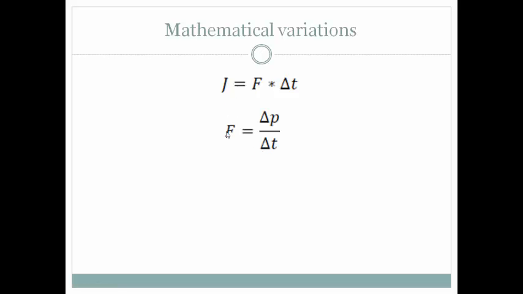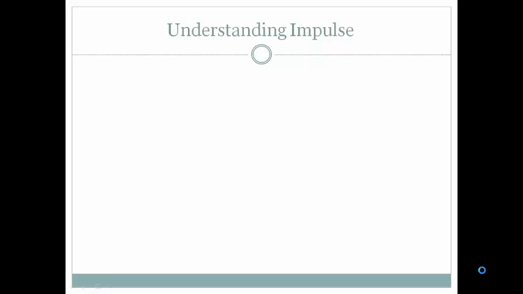Now we know that force is the rate of change of momentum, so change in momentum over change in time. So we can simplify it here. Impulse is also change in momentum over change in time, multiplied by change in time. So the impulse is the change in momentum. For understanding impulse, we can start from the equation J is force times time, or the force is the impulse divided by the time interval.